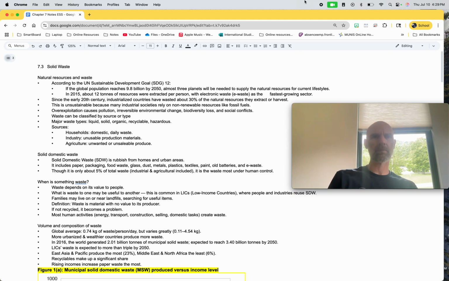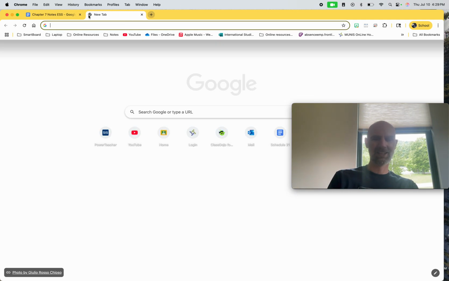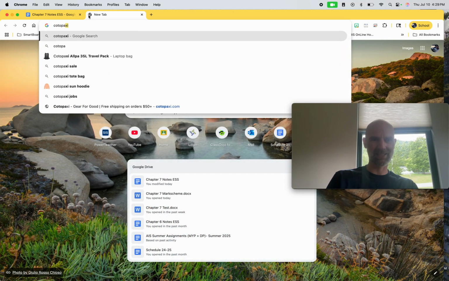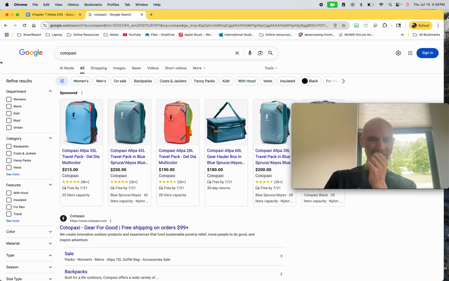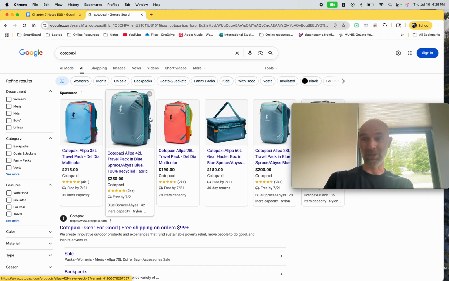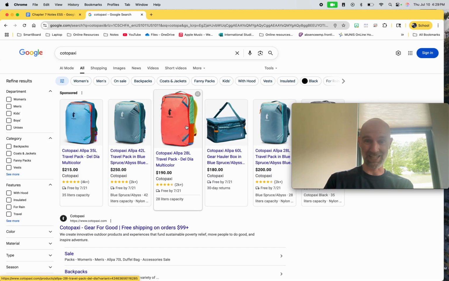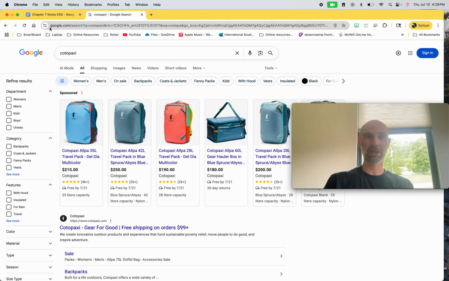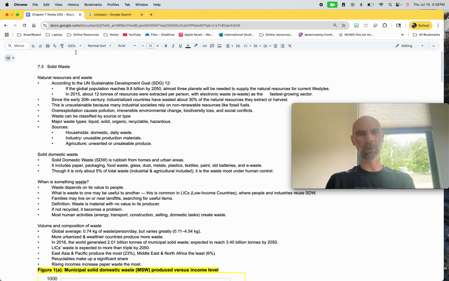There's a company called Cotopaxi. I used to know the rep for this company. You see how they're made out of all these funky materials? Well, when you order online, you don't know what color you're getting because they're all made by hand and they're all castaway materials from the North Face or Arc'teryx, Patagonia, companies like that. They just take the castaway materials and make new things out of it. So really pretty cool. Agriculture: unwanted or unsellable produce. So yep, gotta think of a way to use that.